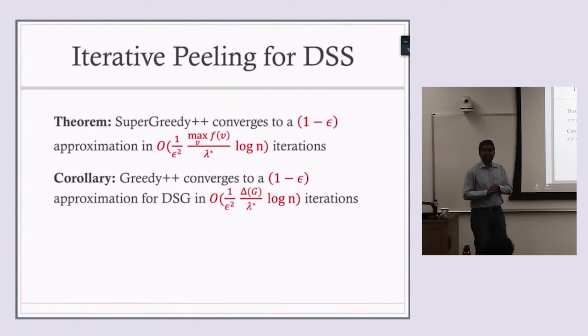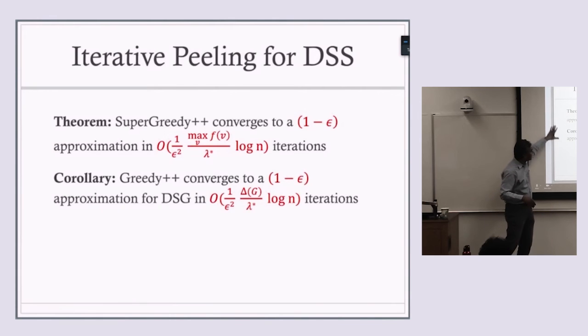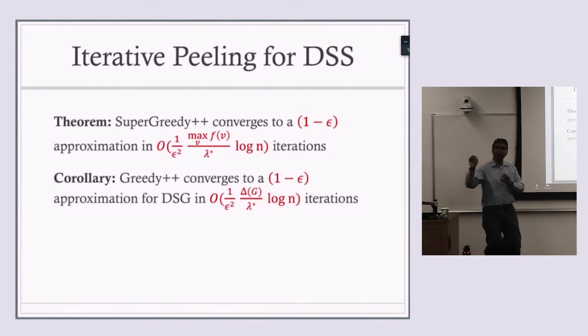We proved that this iterative peeling algorithm not only works for densest subgraph, it works for all supermodular functions. But we didn't prove exactly their conjecture. What did we prove? We proved that this algorithm converges to a 1 minus epsilon approximation in 1 over epsilon squared times some other parameters, which depend on the function: log n, and max f of v divided by lambda star. For densest subgraph, it converges in 1 over epsilon squared times the maximum degree over lambda star times log n.